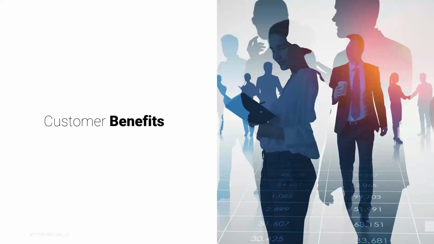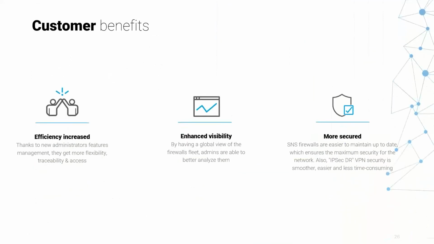If we want to sum up the customer benefits of this new SMC 3.1 version, the first one is the efficiency of administrator, which is increased. Thanks to the new administrator feature, there is more flexibility and the traceability is improved and more secured. There is also an enhanced visibility. By having the global view of the firewall fleet, the admins are able to better analyze them. And finally, it is more secured as the SNS firewall is easier to maintain, with their service and maintenance up to date. And also the IPsec DR VPN security is smoother and easier to set up and less time consuming.